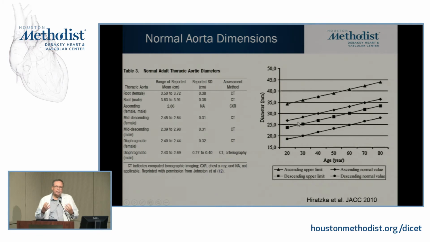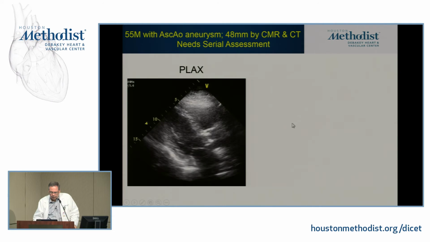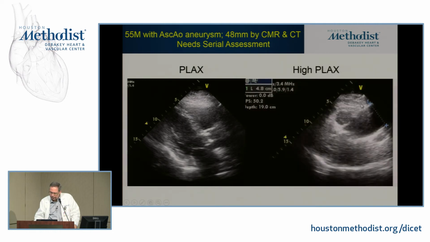Now for us, the ascending is the most important because it's the one that we can track by echo a little bit better. And this is another example. This patient had already established 48 millimeters by CT or CMR. So we can see that we can actually get exactly the same measurement. So in this patient, if we're following it on a yearly basis and all the patient has is an ascending aortic aneurysm, no pathology in the descending, we could probably do the CT every 3 years and the echo every year. And that saves money and saves some radiation. Or CMR, we could do either one of them.